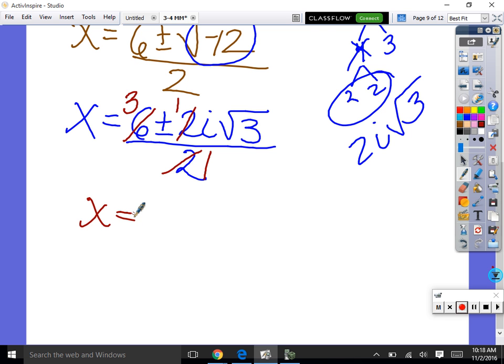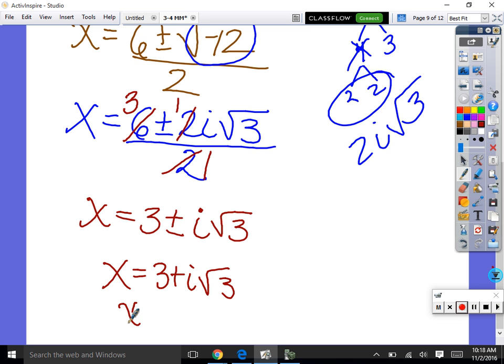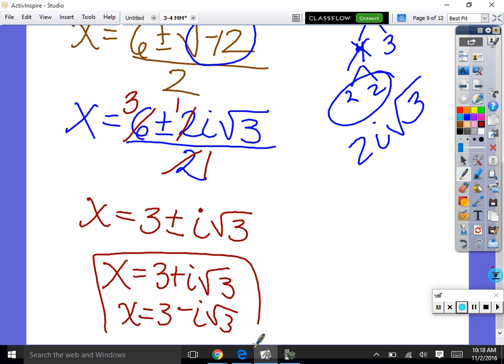So we have x is equal to 3 plus or minus 1i. Isn't 1i just i? So i, and then we still had our square root of 3, and then that's all divided by 1. Isn't anything divided by 1 just itself? So I don't need to write the divided by 1. I wouldn't be wrong if I did, but I just am not going to. Now we could split that up because that's really x is equal to 3 plus i square roots of 3, and x is equal to positive 3 minus i square roots of 3. I think that's probably best to split them up as our final answer.